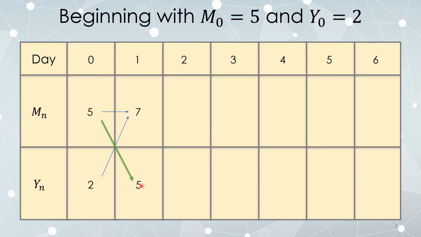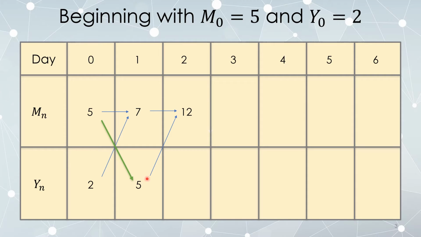But the only young bacteria we get are what are spawned by the mature ones from the day before. So y sub 1 is just m sub 0. So these 5 mature bacteria spawn off new young ones, but whether they were mature or young, they will become mature by the end of the next day. So we keep doing this relationship.